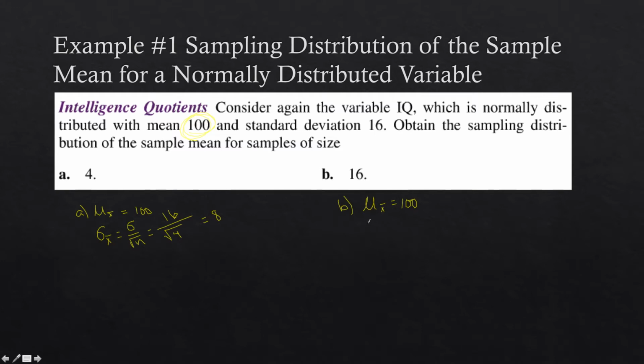When you have a sample size of 16, it's normally distributed, but it has a mean of 100 still. But what differs is the standard deviation. When you have a sample size of 16, we're taking the square root of 16 on the bottom, and so with this particular problem, we essentially cut our standard deviation in half. So notice, it's still normally distributed, it still has a mean of 100, but the standard deviation shrunk because our sample size grew.